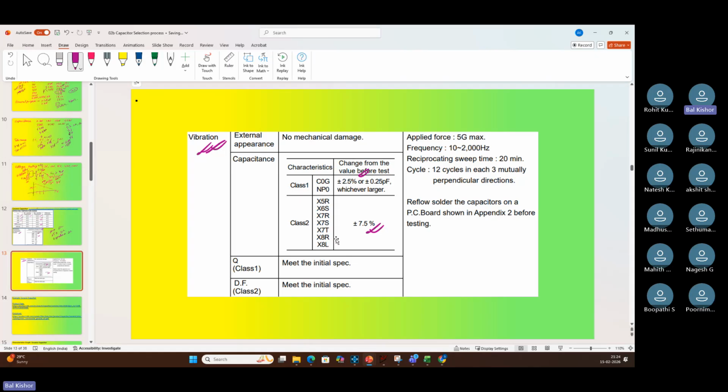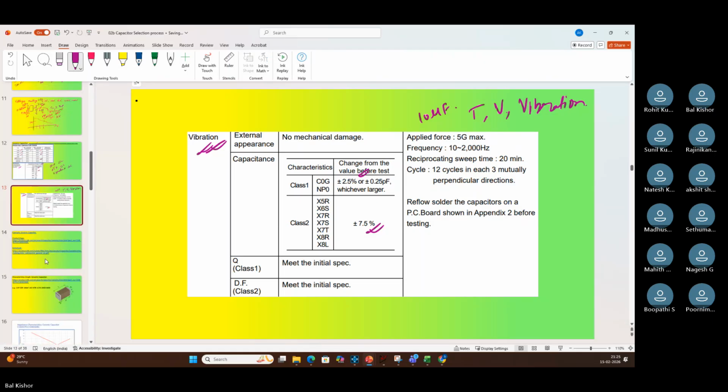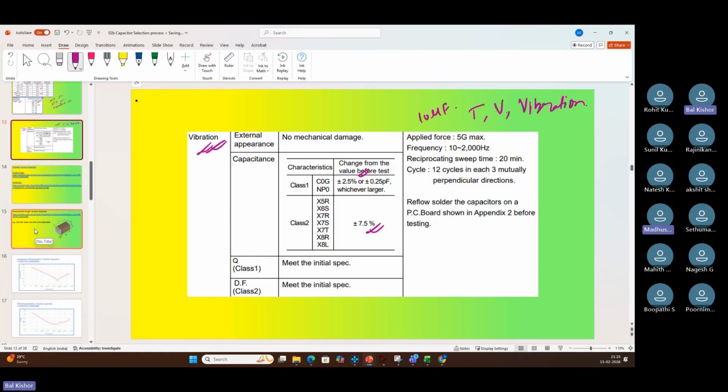So what are the different parameters causing my capacitor value to change? Even if you have a 10 microfarad capacitor, you cannot expect it to be 10 microfarad in all conditions. Based on temperature it will change, based on voltage applied it will change, and based on vibration it will change. Understood? And mostly in all the cases, the value will be reducing only. They have given plus minus, but vibration might increase it, while generally for voltage and temperature it reduces. Let me give you one example.